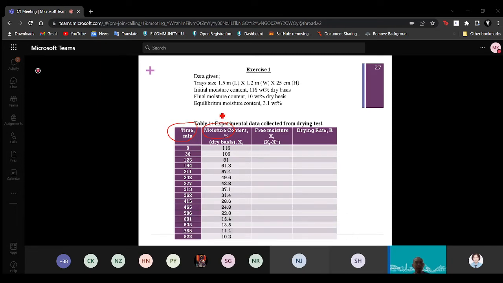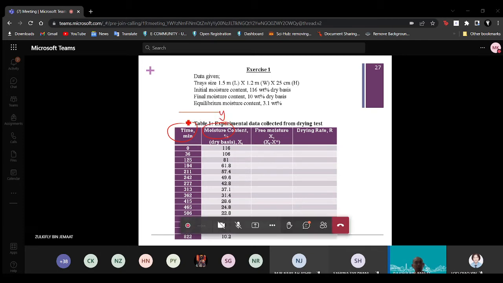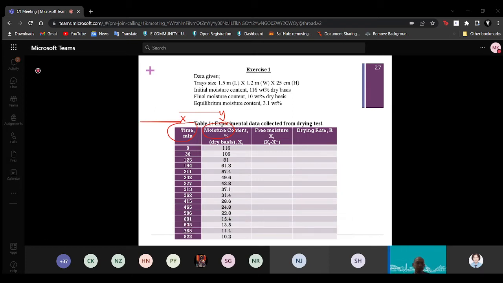So moisture content is going to be your y, and this is going to be your x. All right. So when you plot it, because this is 116%, it is going to become a fraction of 1.16. Meaning you just divide it by 100. You get that this is 1.06, this is 0.81, this is 0.618, and so on.